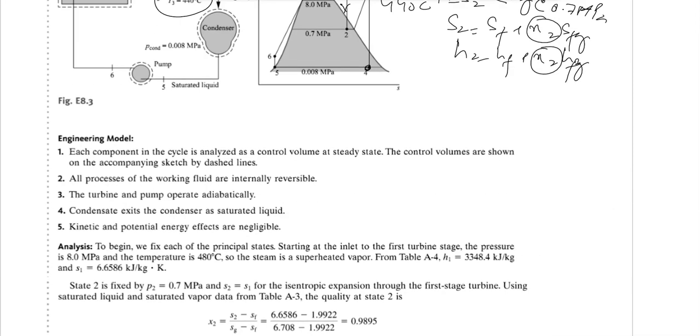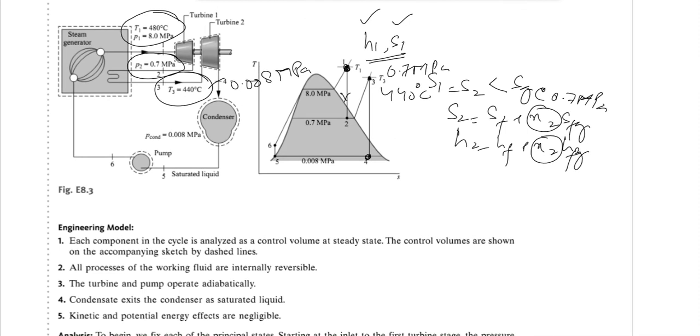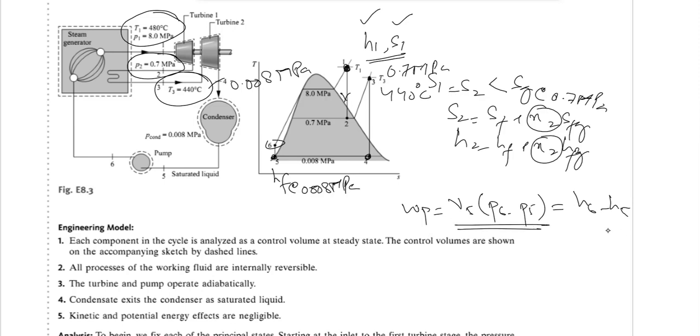Then obviously the other values are quite similar, so you can find the value of state 5 as the HF value at 0.008 megapascal, and use the same pump work approach for state number 6. But you do not need to worry about the units, as work done in a pump would be equal to V5 times P6 minus P5, and that would be equal to H6 minus H5. So the unit on this side of the equation would be equal to the unit on this side, so you do not need to worry about the unit conversion.